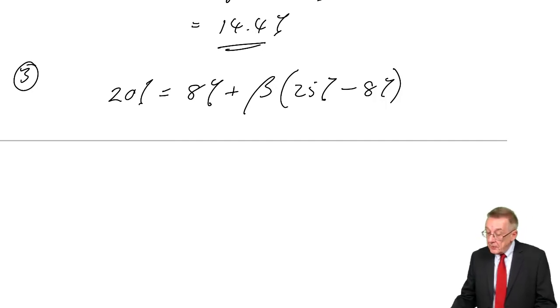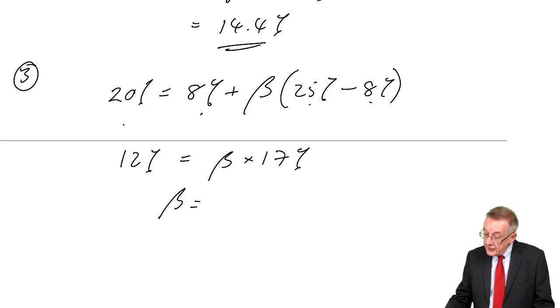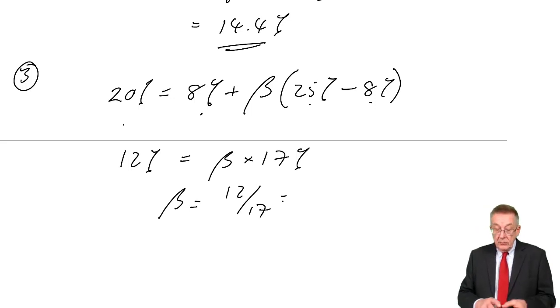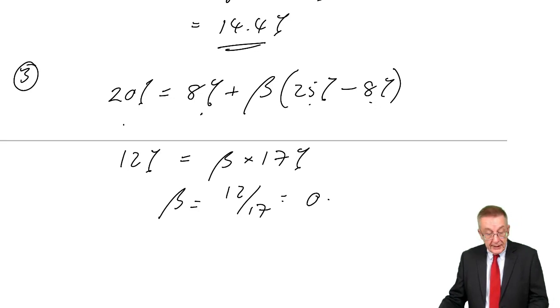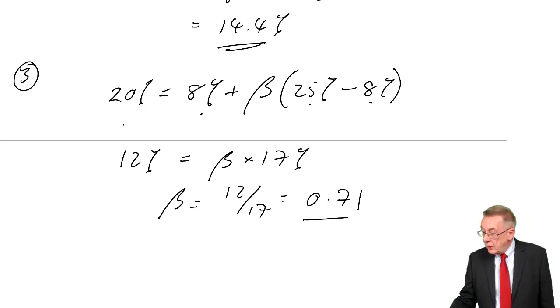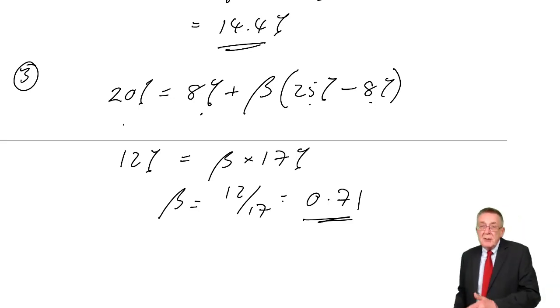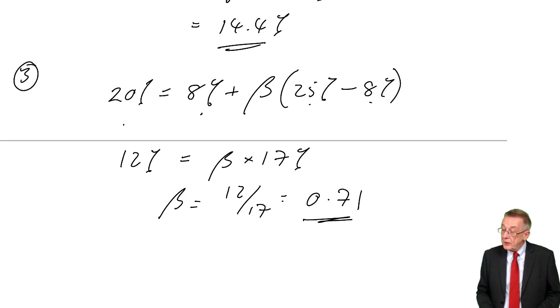Well, now it's just a bit of easy algebra. Subtracting 8 from both sides, 12% is beta times 25 minus 8, 17%. Beta is 12 over 17, which is 0.71. We normally put betas to 2 decimal places, 0.71. So it's 71% as risky. We want 71% of the market premium above risk-free. That's why they're wanting 20%.